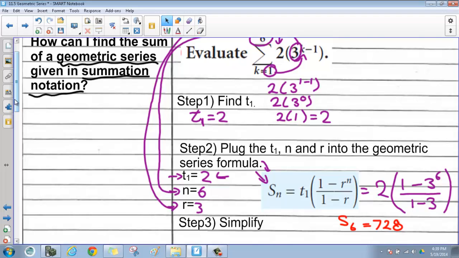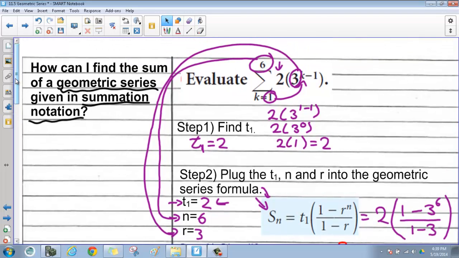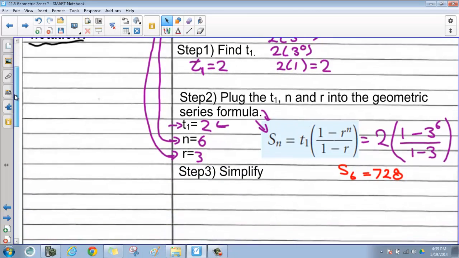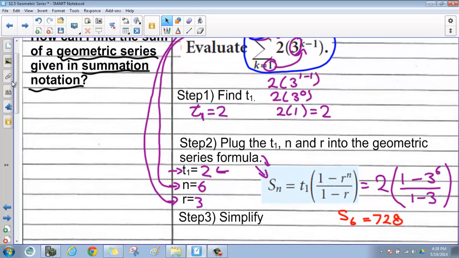This is how you can take something called summation notation right here, this beast of a thing, and find the sum of the first 6 terms of this series right there. I hope that is clear. Maybe take a couple practice problems like this on your activity, but that is the last lecture lesson that I am going to preach to you.